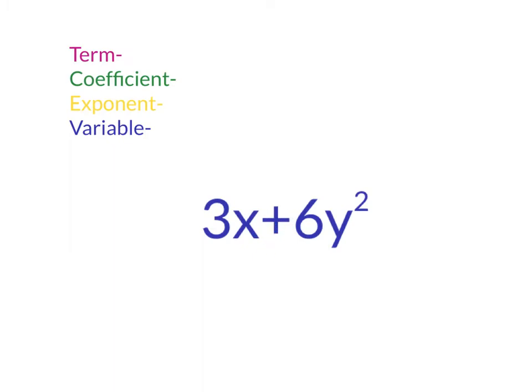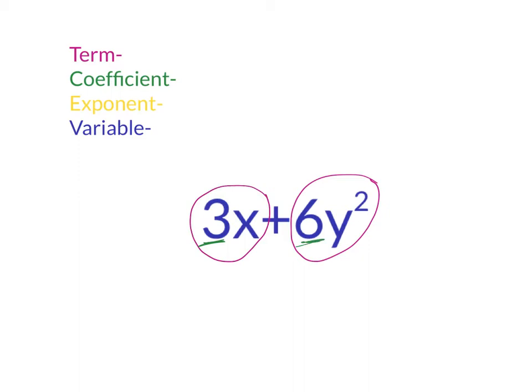So each of these is a term. A coefficient is the number that we are multiplying by a variable, and that makes 3 and 6 coefficients.